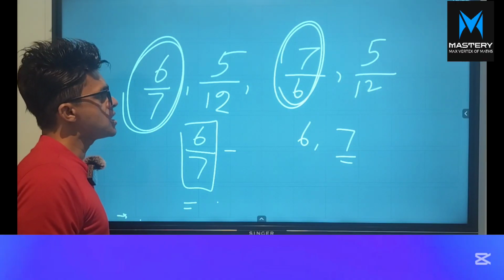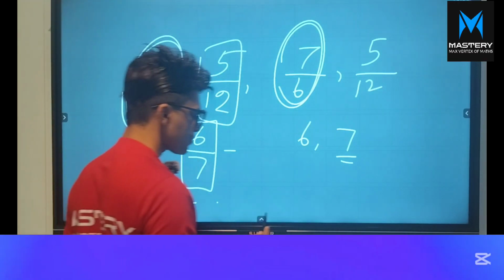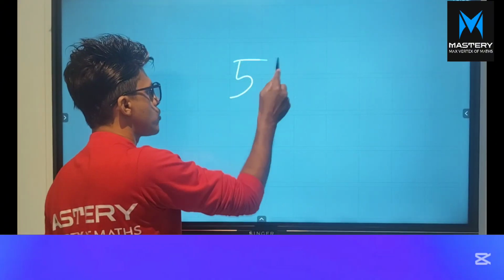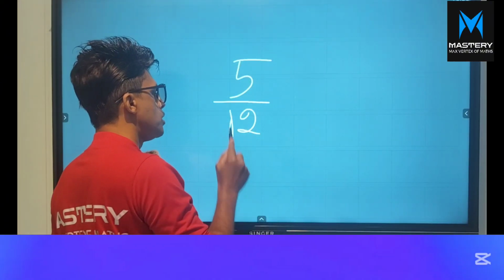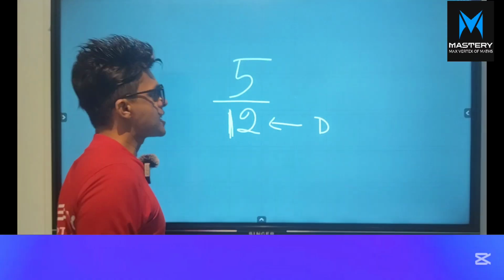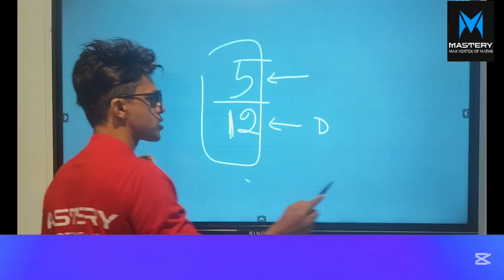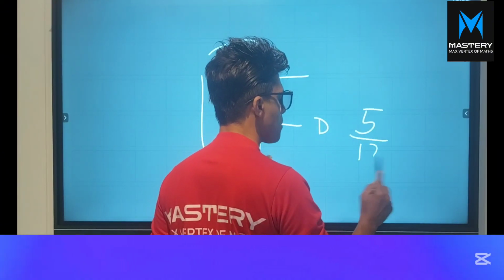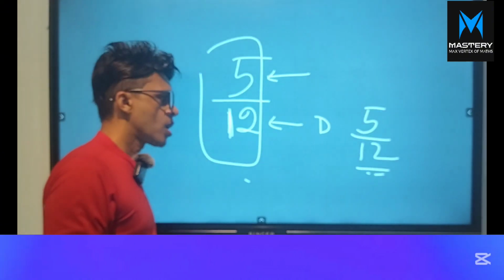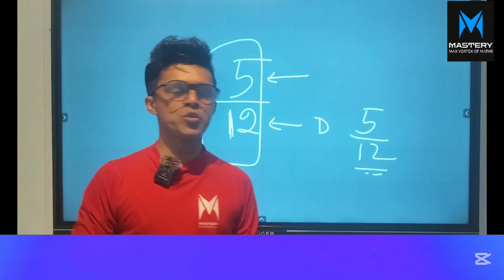Then you could see this 5 over 12 as well. Denominator here is greater than numerator. Therefore, this fraction also, 5 over 12, can be identified as a proper fraction.